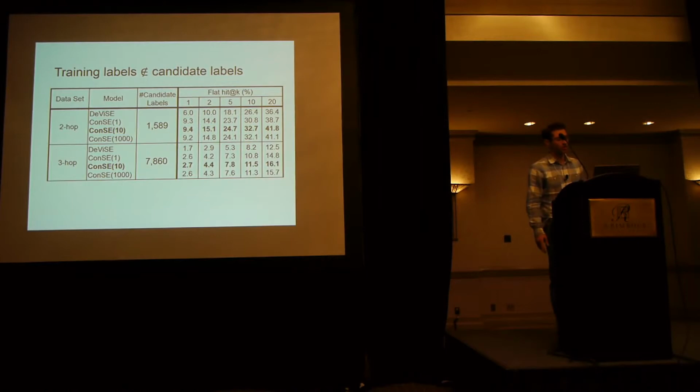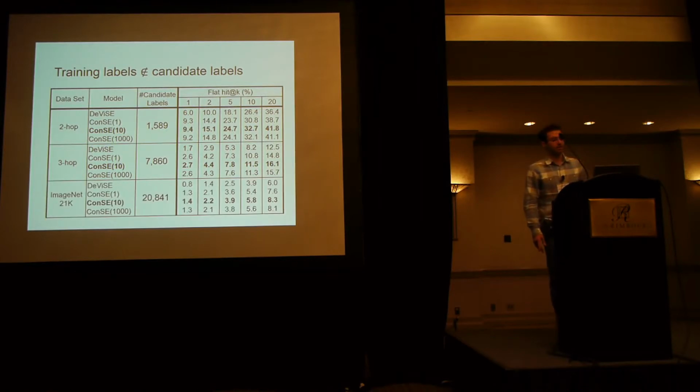Now here are the results for the 3-hop data set. As you can imagine, the numbers become smaller, and here are the results for all of ImageNet. The task is very difficult, so the numbers are relatively small.